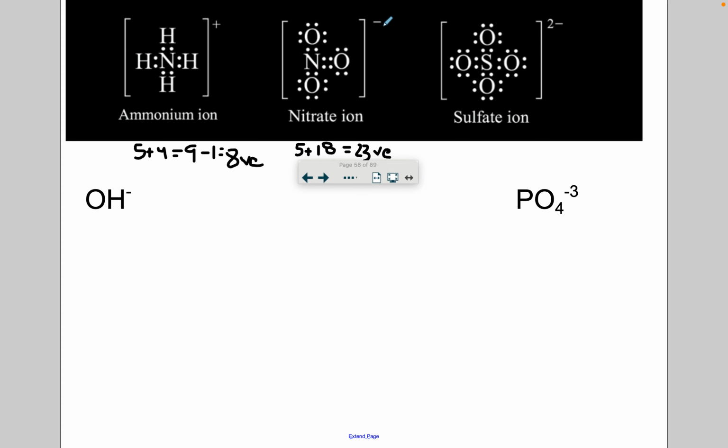But because it has a minus 1, now you're going to add, because it's more negative. So you're going to add 1. And when you add 1, now you have 24 valence electrons. You're still going to put nitrogen in the center because it has the lower electronegativity value. And then you're going to branch your oxygens out. So let me just draw that for you here.